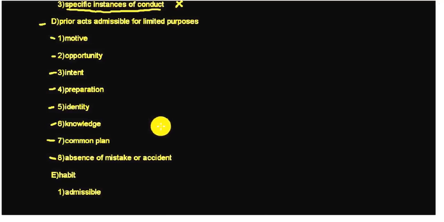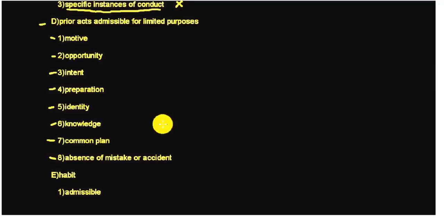Now, the last thing we're going to deal with in character evidence is habit. So habit is admissible in court, and while character evidence is generally inadmissible to prove propensity, evidence of habit is admissible. The difference being that habits are regular, if not invariable. Examples of habits include, say, brushing one's teeth every evening before going to bed, locking one's car after closing the door, or washing one's hands before dinner.